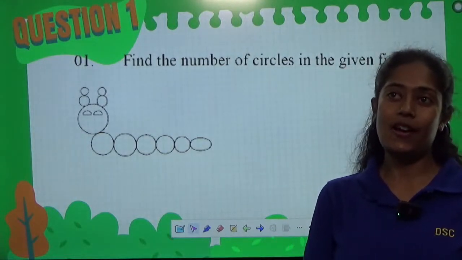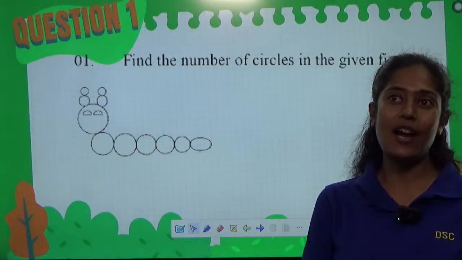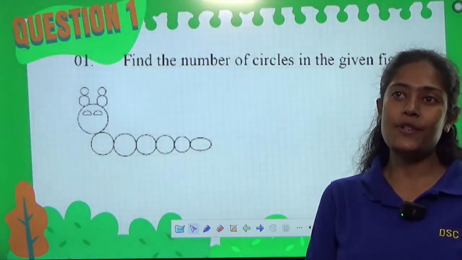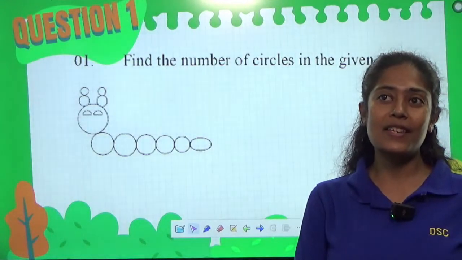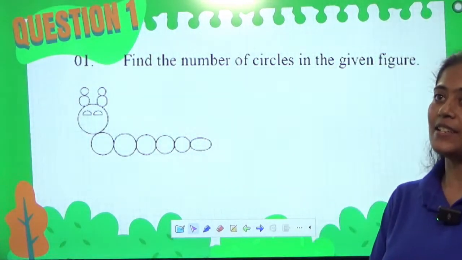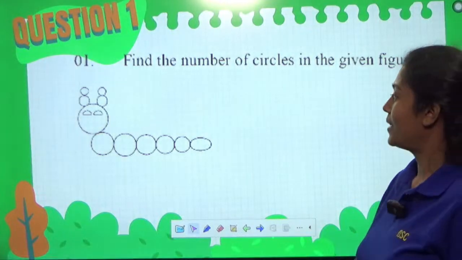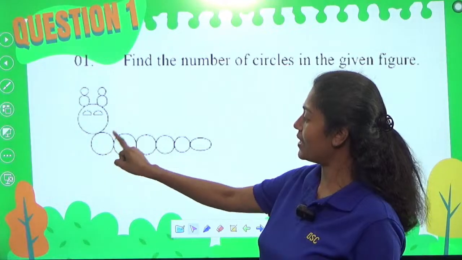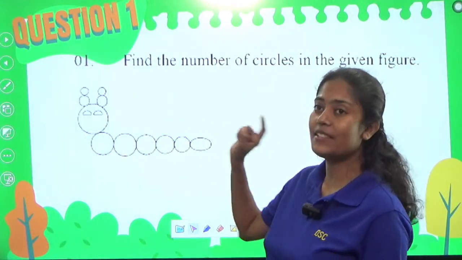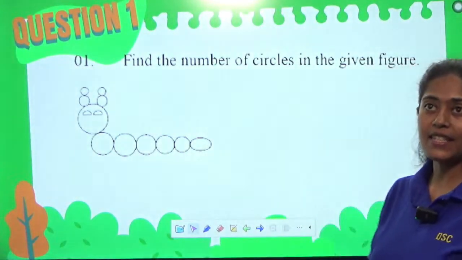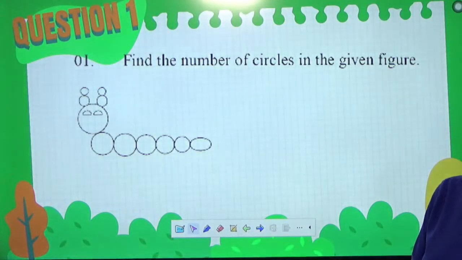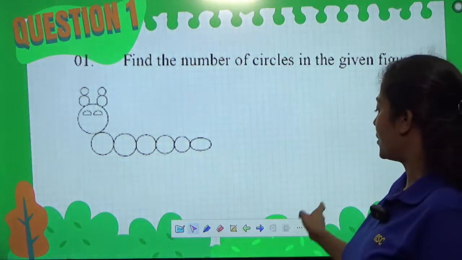30? No, I am asking about circles, not half circles. The ellipse shapes are also there, no? So I am asking only about circles in the given figure. How many? Here 1, 2, 3, 4, 5, 6, 7, 8, 9, 10. Only 10 circles are there. So you have to get the answer as 10, right? Then next question.